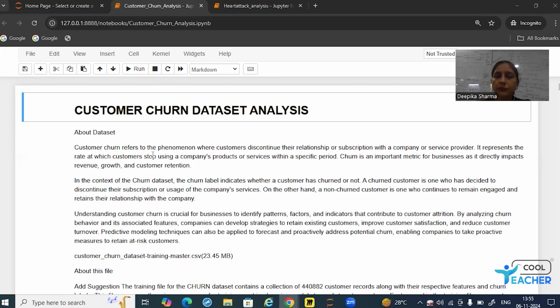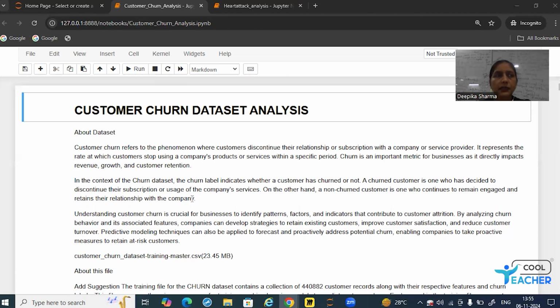Customer churn refers to the phenomenon where customers discontinue their relationship or subscription with a company or service provider. It represents the rate at which customers stop using the company's product or services within a specific period. So churn is an important metric for businesses, and it directly impacts revenue growth and customer retention.